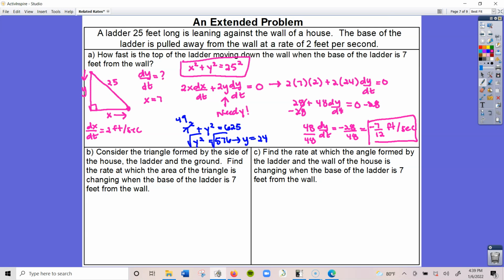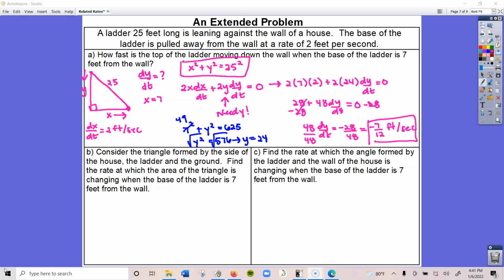Now again, use this to make sure that it makes sense with the question. The dy/dt we just got is negative, and it should be negative because the ladder is going down the wall, so the distance between the ladder and the ground is going to decrease. Let's look at part B.